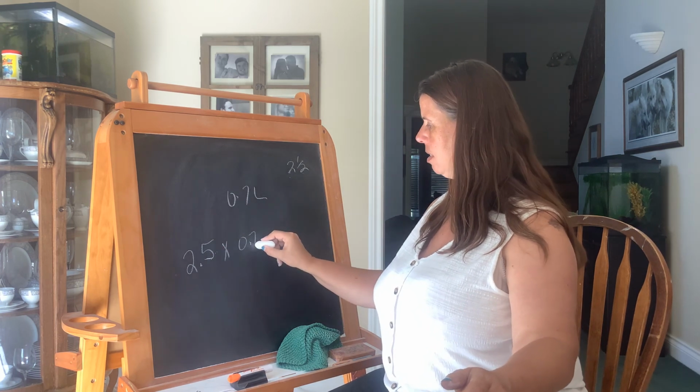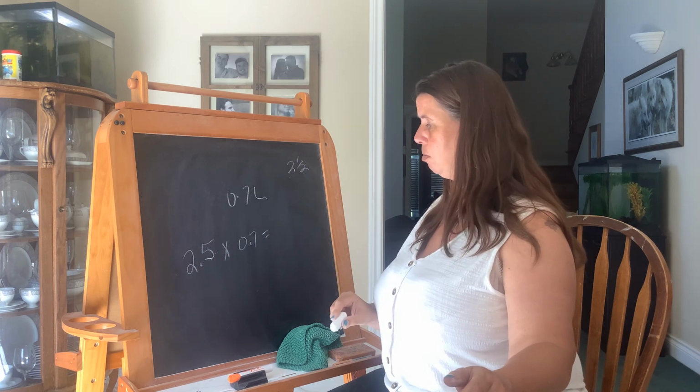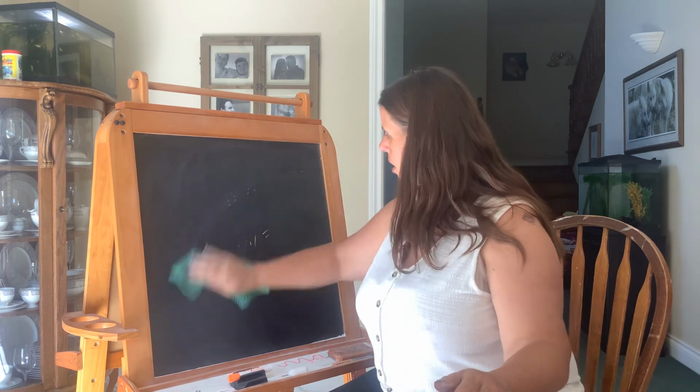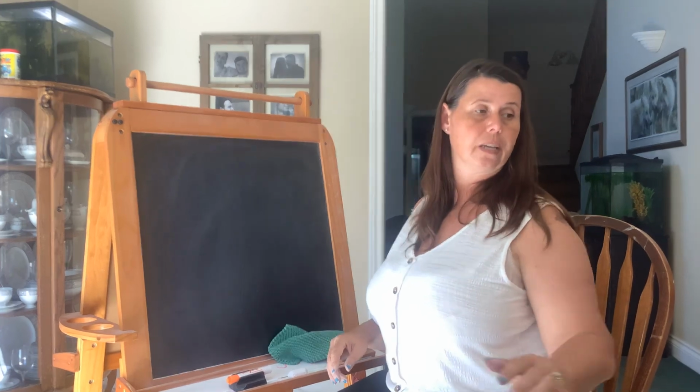2.5 bottles, 0.7 liters per bottle. All you have to do is multiply it out. You can do it on paper, you can do it in your head, you can do it with a calculator. They didn't give you any instructions, so you do what makes sense to you. Okay? Have a good day.